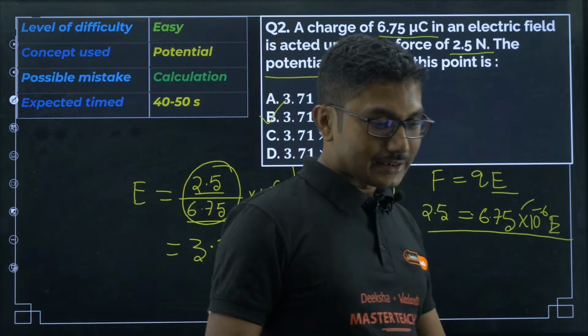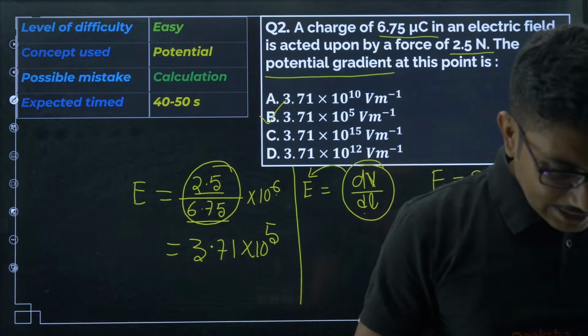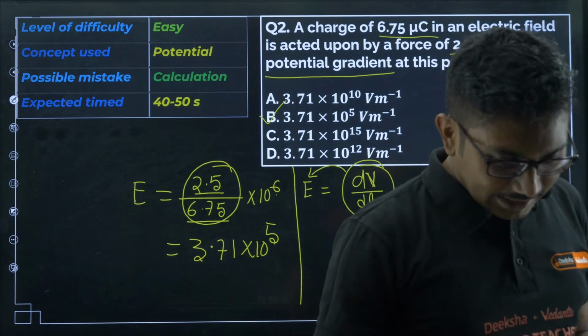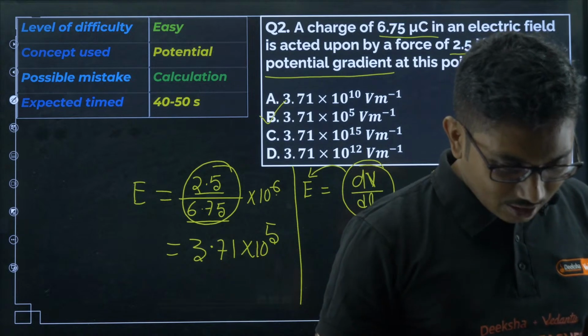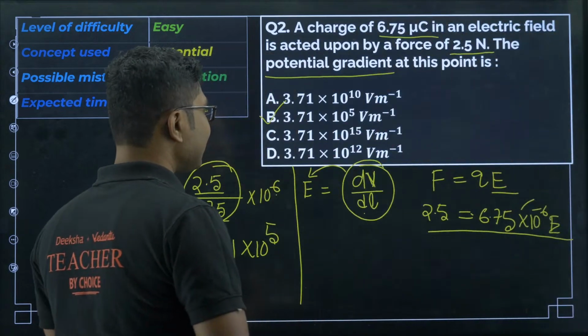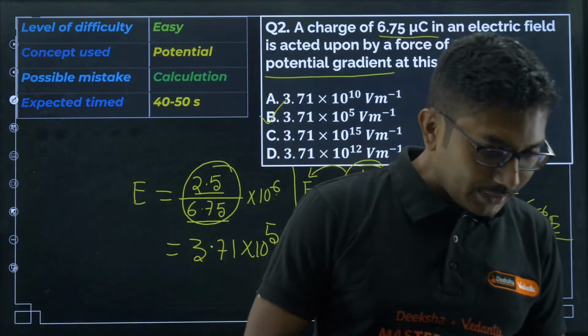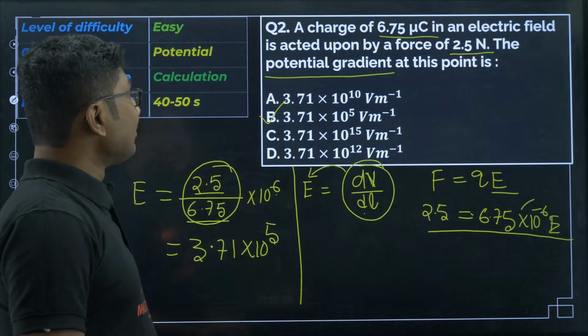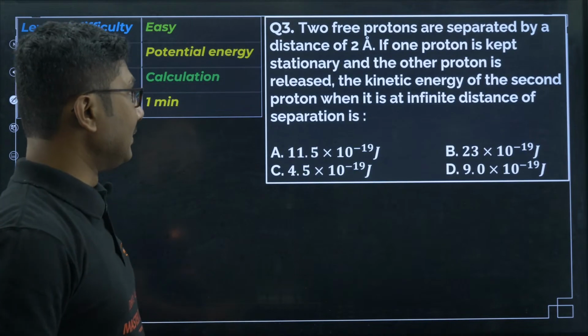Other than that, if they ask you, yes, Deepika, yes, 3.71 option B, dV by dl. Sir, I am getting option B. Yes, option B is the answer. Dan, Deepika, both of you are correct. Hi Deepika. Now let's move on to the next question.